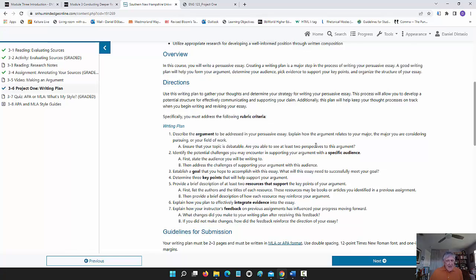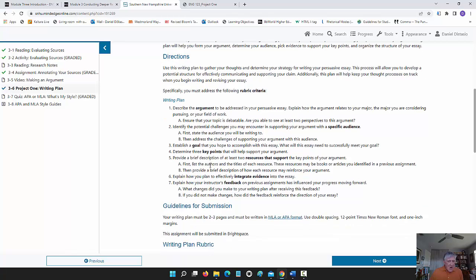Describe the argument, explain how it relates to your major, make sure that it's debatable, identify the audience, the challenges that you'll see, establish a goal. And the goal should be, if you're writing about carbon footprints and the destruction of the earth based on global warming, then your goal should be tied to that. For example, your goal might be to convince people to reduce their carbon footprint.